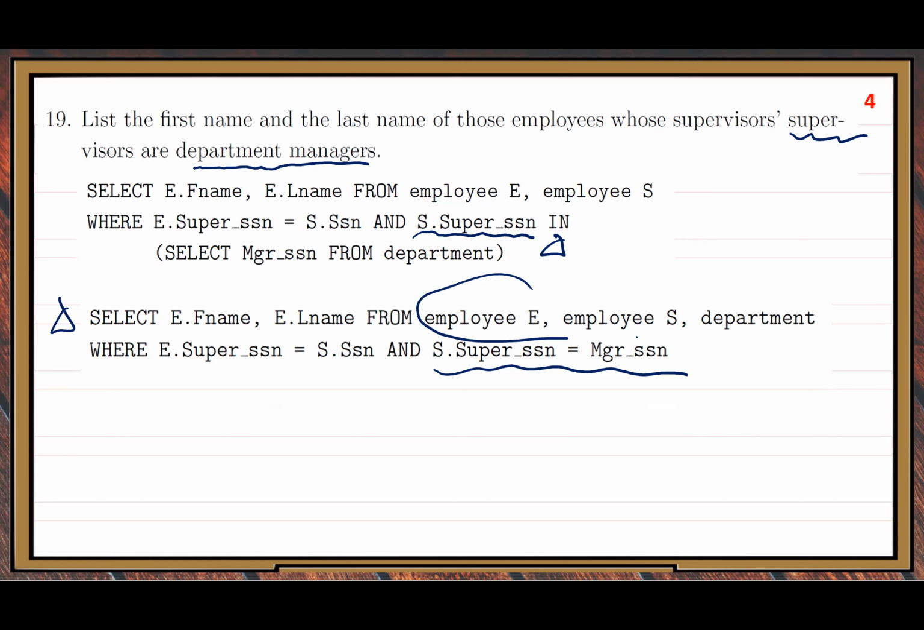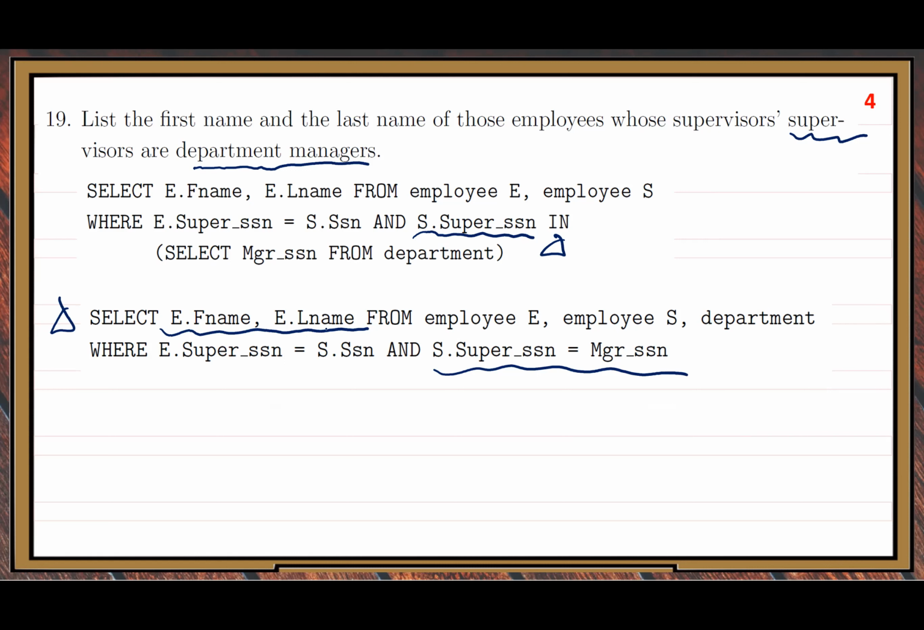Why do you need 2 copies? Oh, yeah, that makes sense. The reason you need 2 copies is because you need to get the employee's first name and last name, not the supervisor's first name and last name. Employee's first name, last name, right? Yeah.